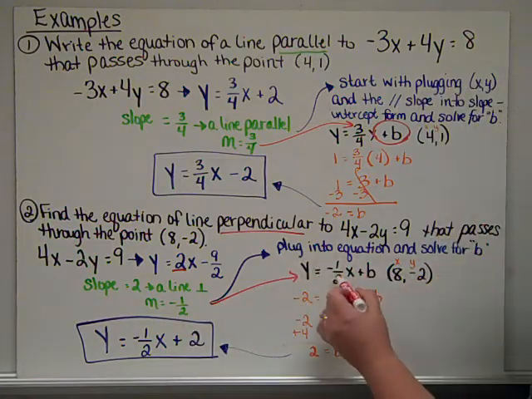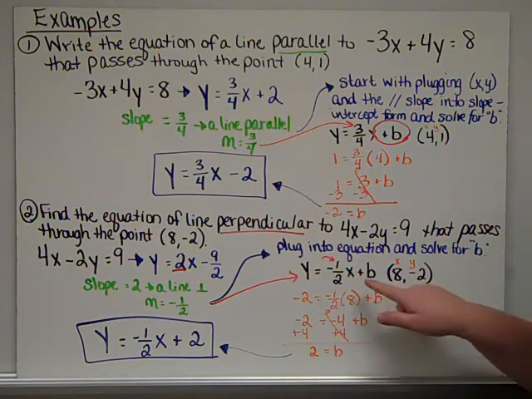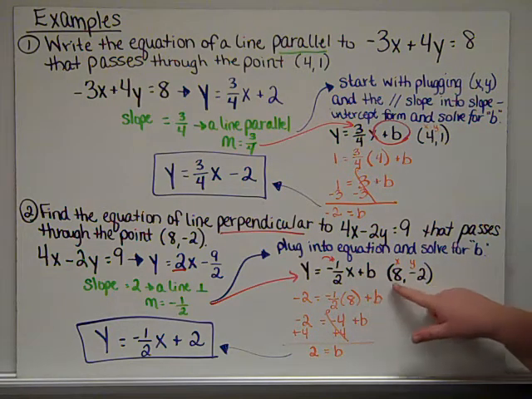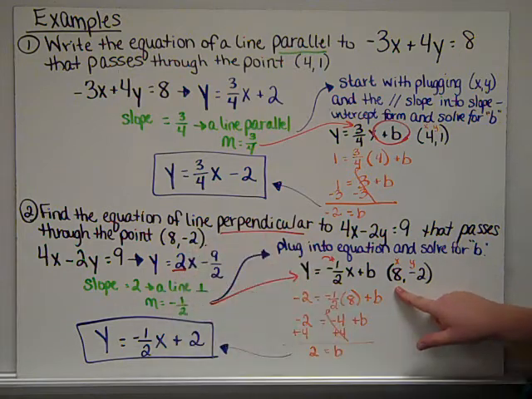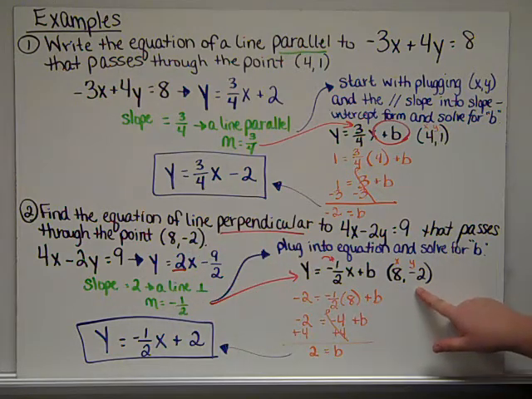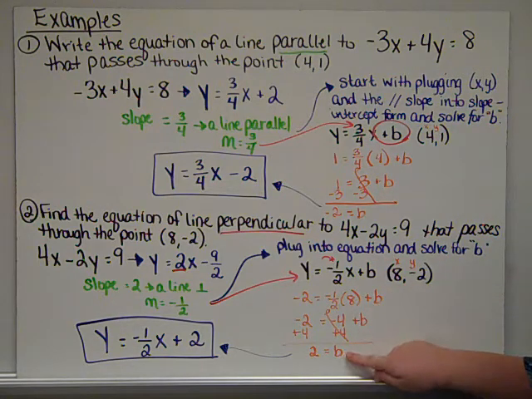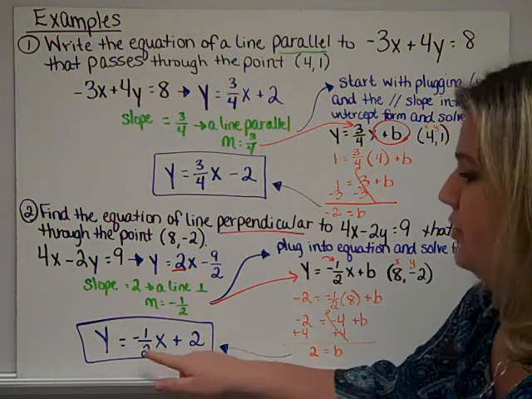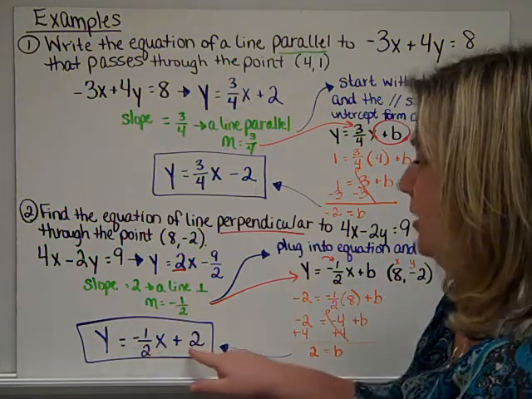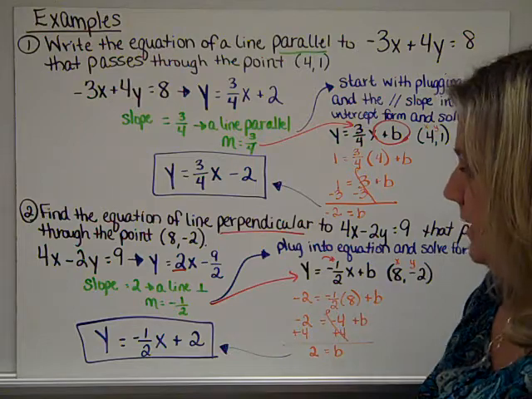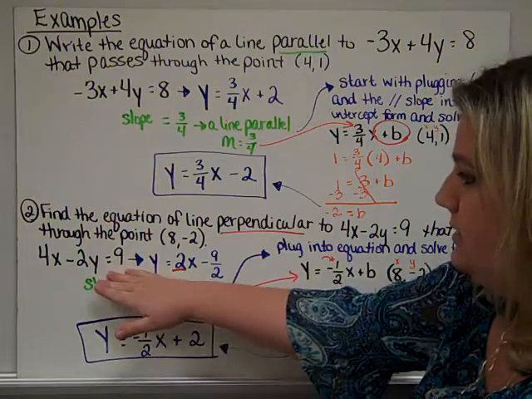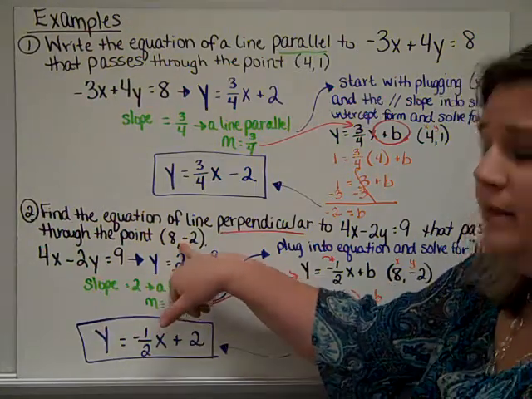So this is what we use to plug in. So I wrote here, okay, so we put right there. Remember, we're solving for our b. So the point that they gave us is 8, negative 2. There's my x and my y to finish the equation so I can solve for b. Once everything is simplified, I see that my y-intercept is positive 2. So y equals negative 1/2 of x plus 2. That line is perpendicular to this line, and it goes through that point.